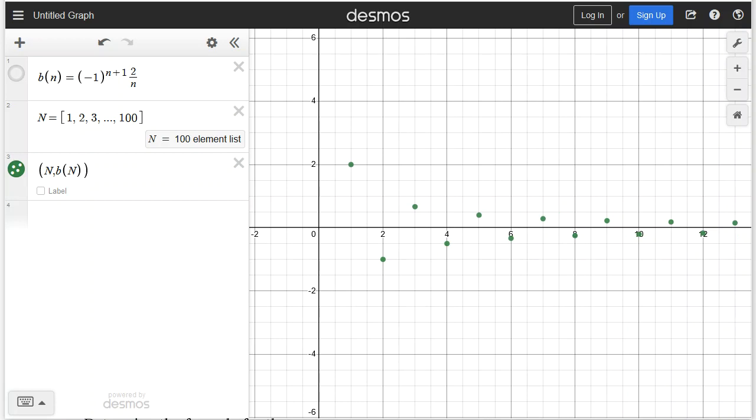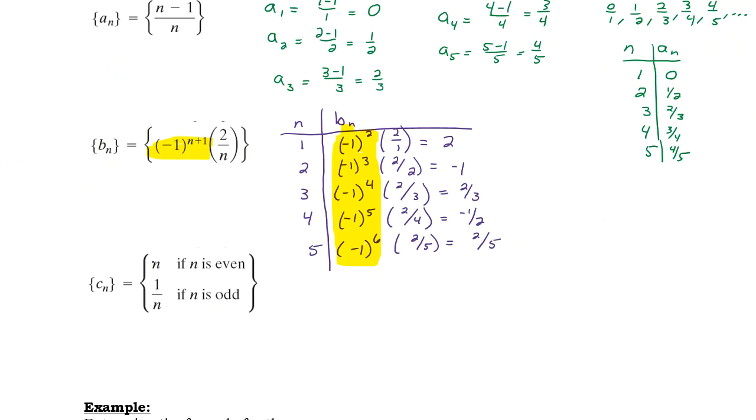All right, let's try the next one. C sub n equals n if n is even, and 1 over n if n is odd. Pause the video and list out the first 5 terms of that sequence.